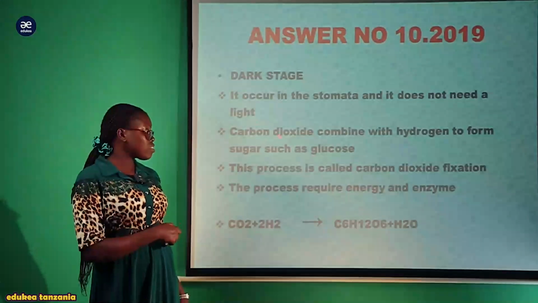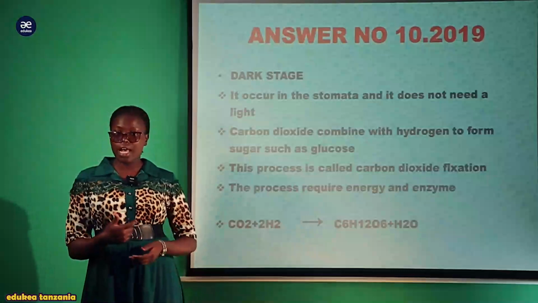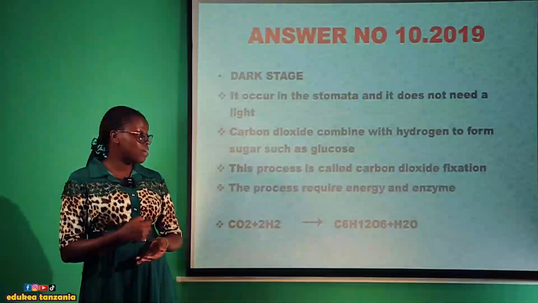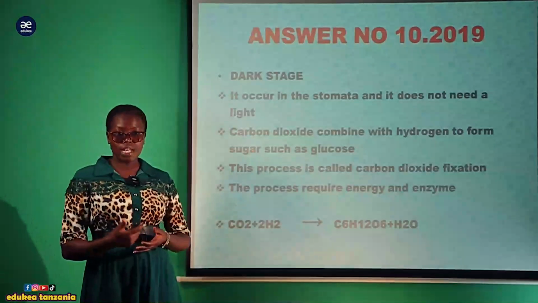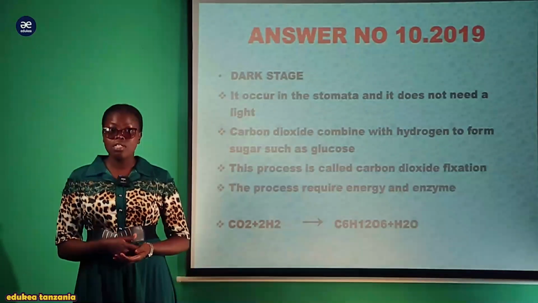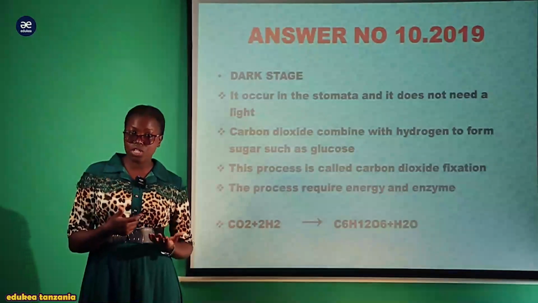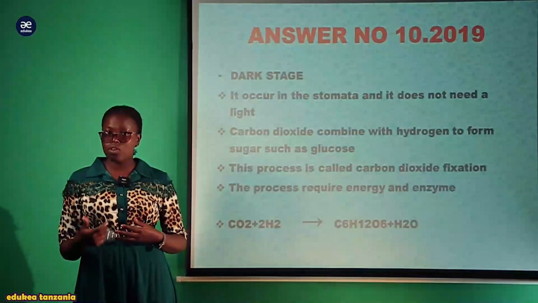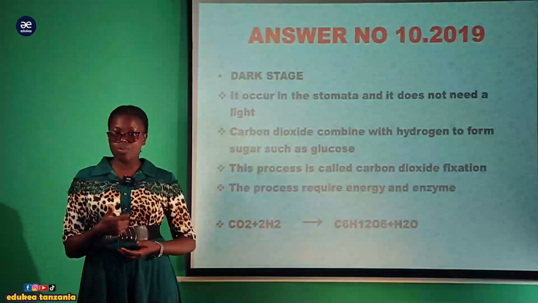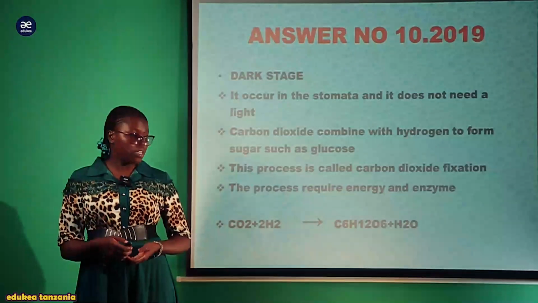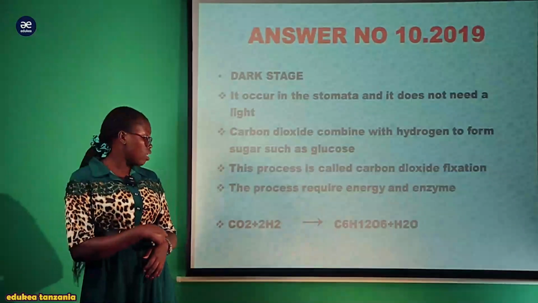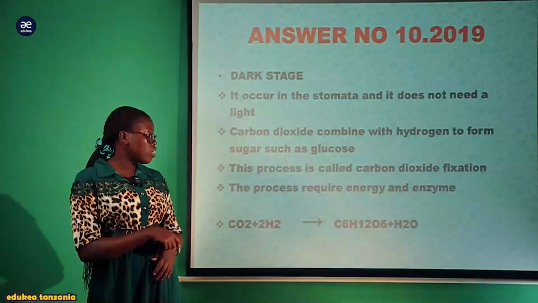The carbon dioxide in this stage combines with the hydrogen that has been formed after the splitting of the water molecule by the use of sunlight, to form sugar, for example glucose. This process is called carbon dioxide fixation. So the reaction of hydrogen and carbon dioxide to form glucose is known as carbon dioxide fixation, and the process requires energy as well as enzymes. This is a reaction that shows how carbon dioxide fixation takes place: carbon dioxide reacts with hydrogen to form glucose and water.